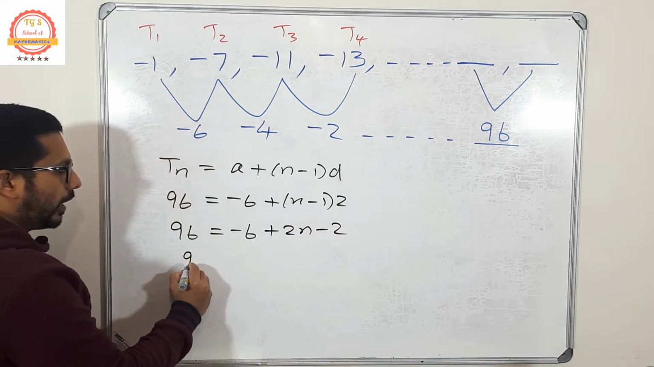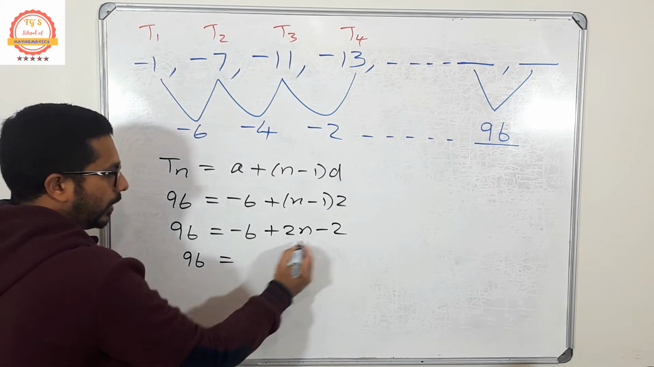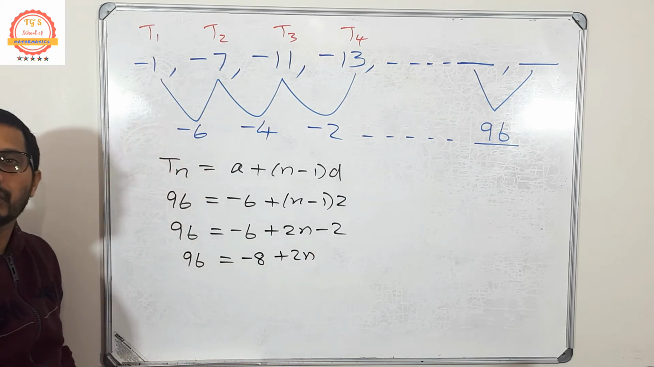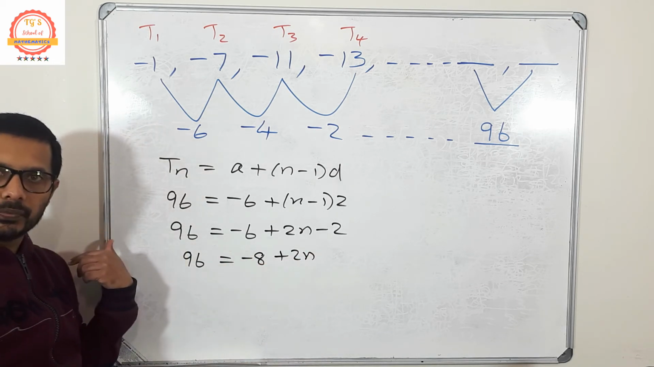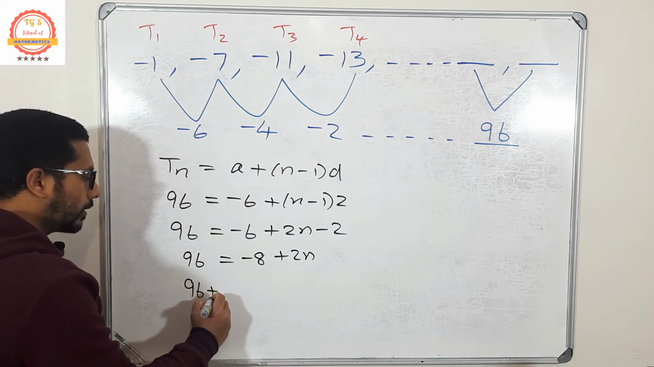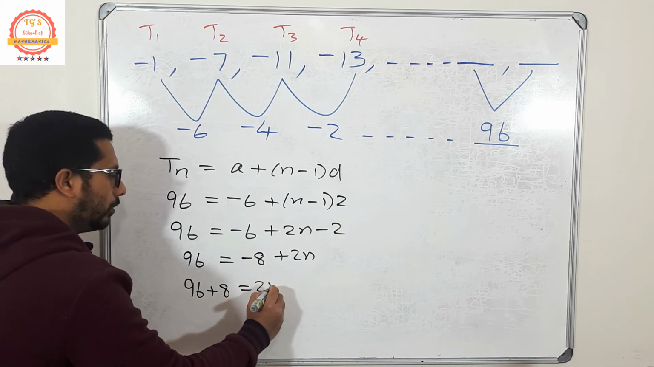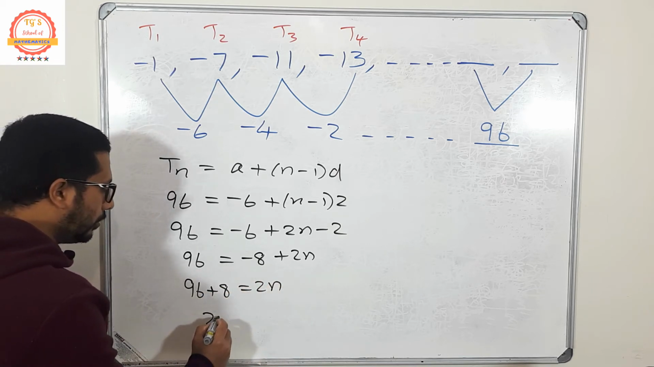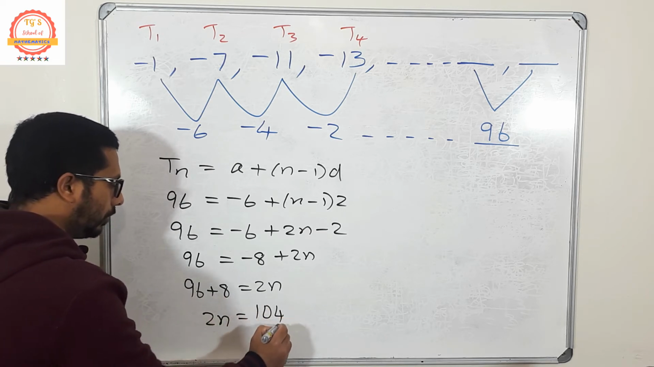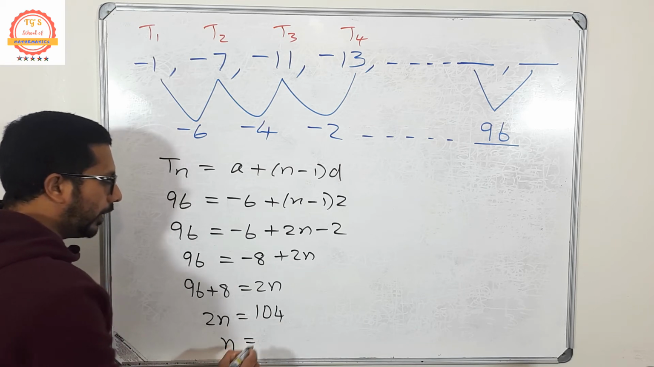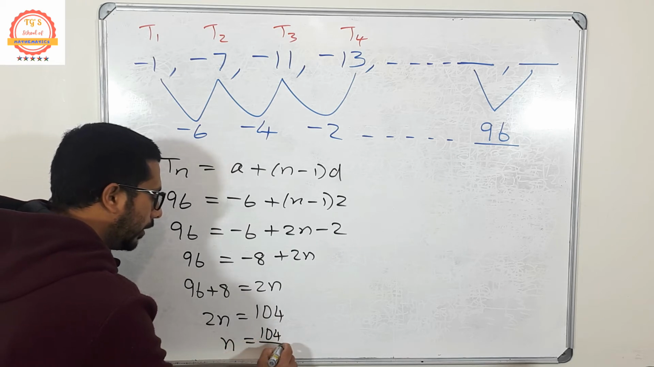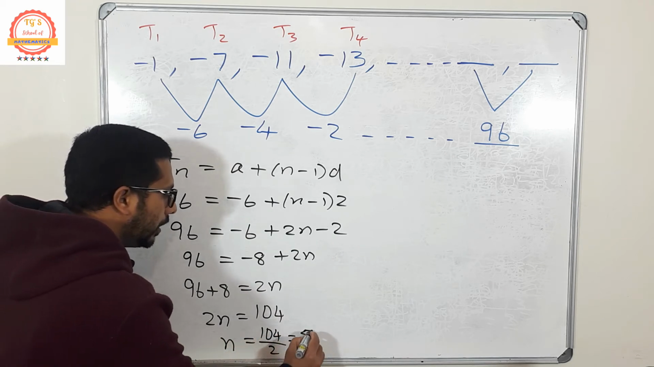So this is 96 is equal to minus 6 minus 2, minus 8 plus 2n. Now take this minus 8 to the left side, so it is going to be plus. So what is that one? 96 plus 8 is equal to 2n. So it means that 2n is equal to 96 plus 8, which is 104. So what is n? You divide both sides by 2. So 104 divided by 2, that is 52.